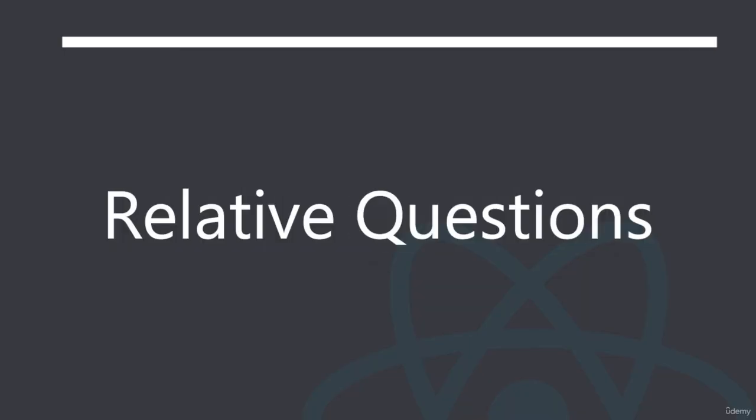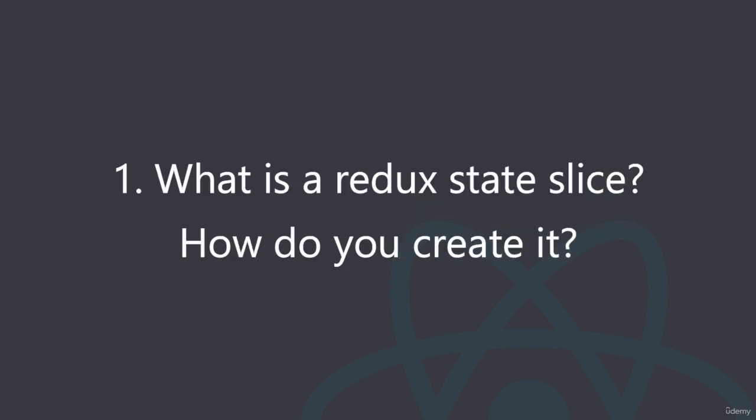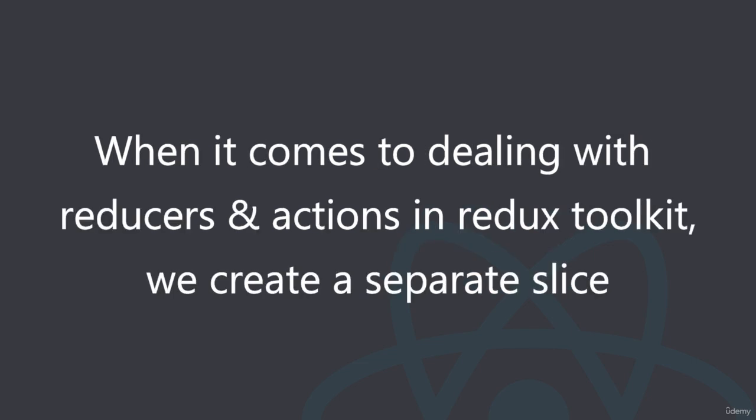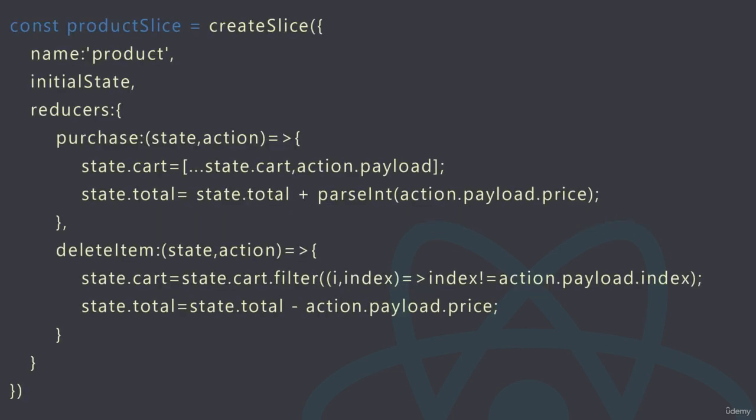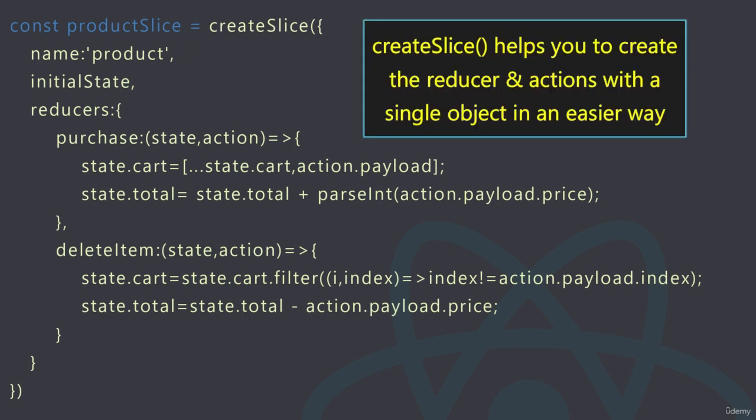Now let's talk about related questions. The first is, what is a Redux state slice and how do you create it? So basically, when we are dealing with reducers and actions inside normal Redux, when it comes to Redux toolkit, we create a separate slice, which contains an object, and we use the createSlice method like this. There are a few parameters which we pass where we give the name, the initial state, and the reducers. So basically, createSlice helps you to create the reducer and actions with a single object in an easier way.